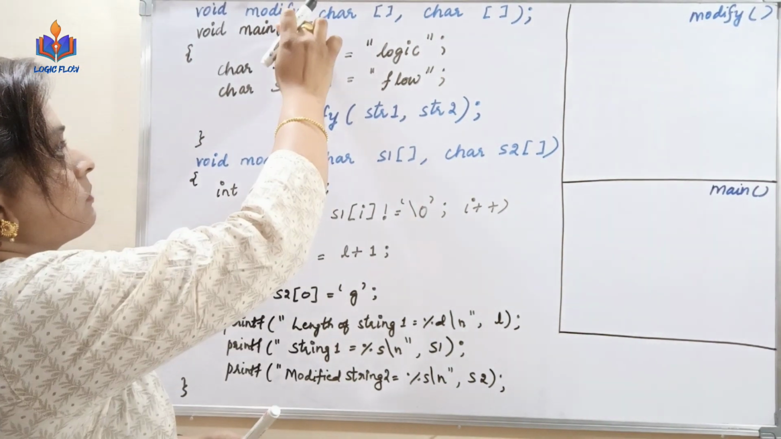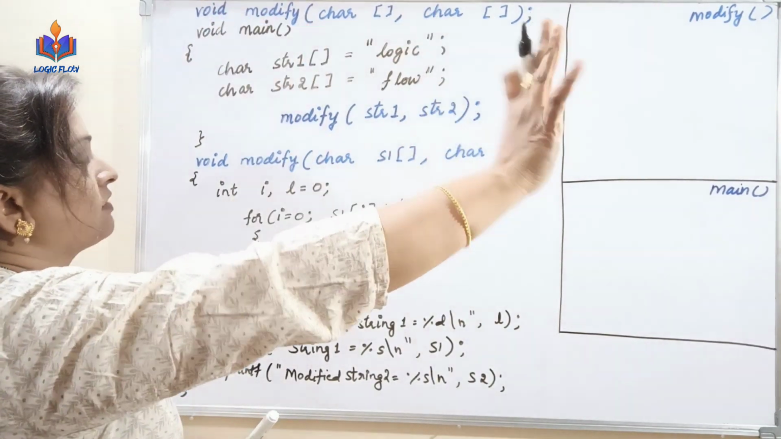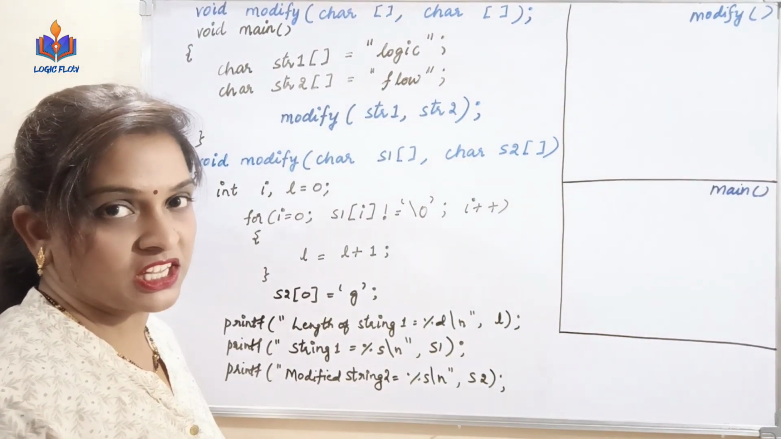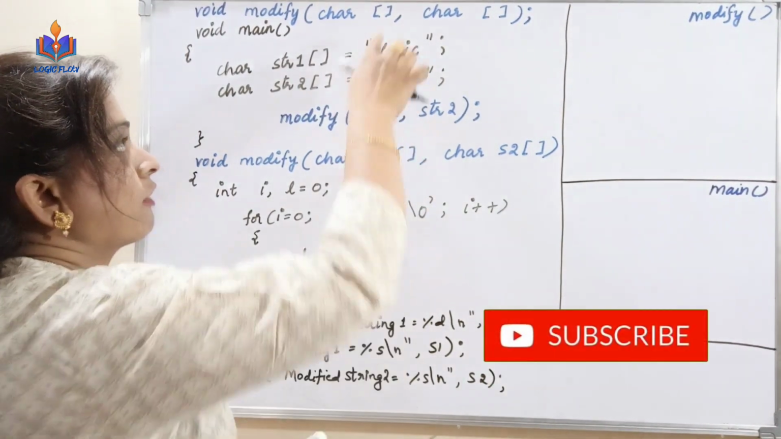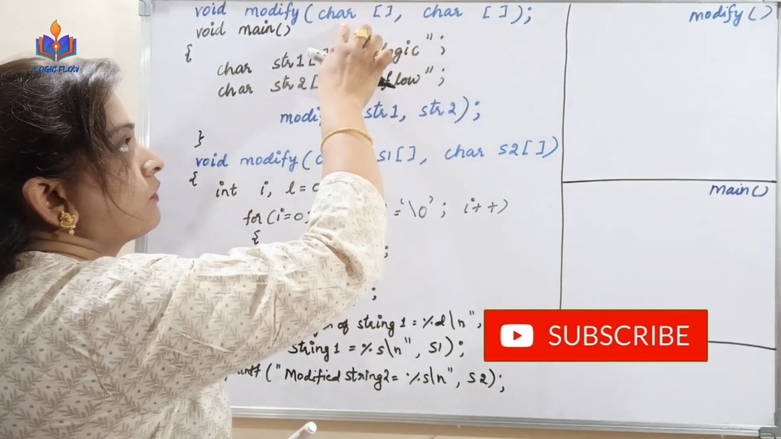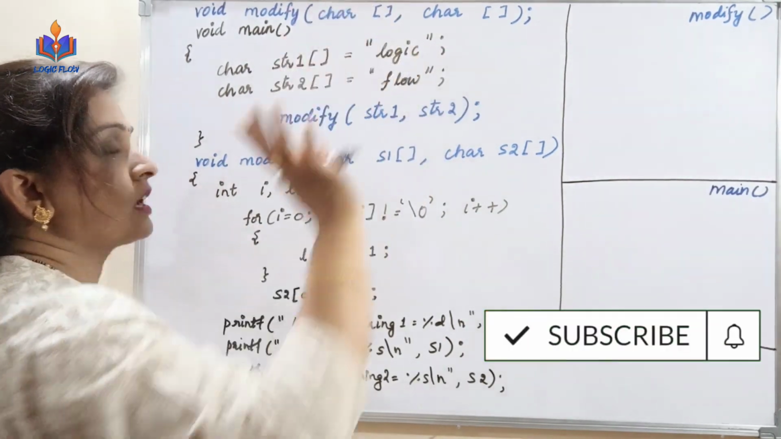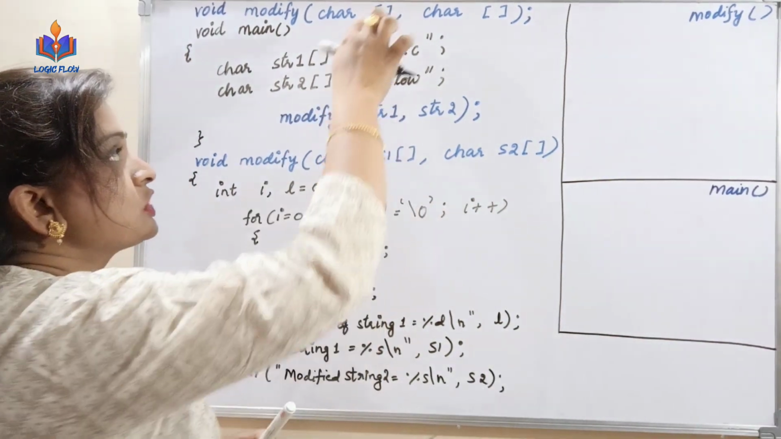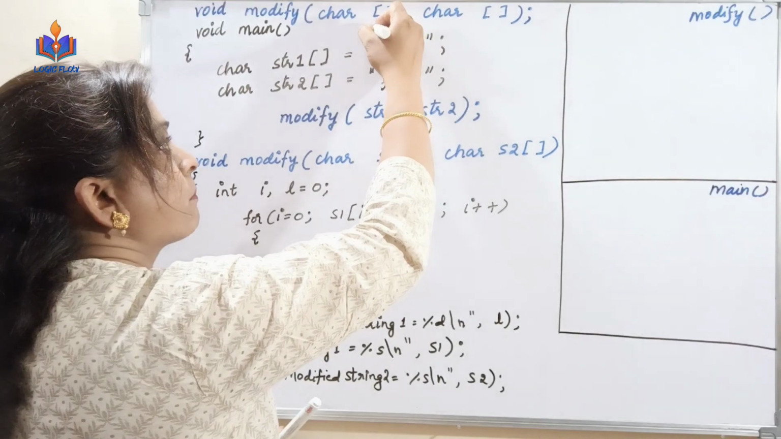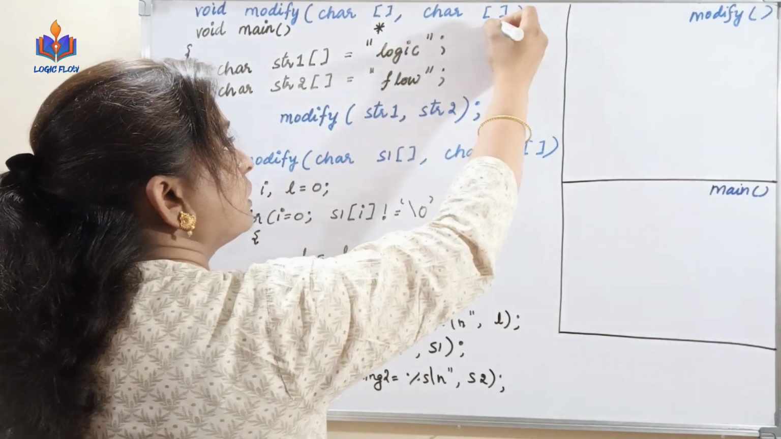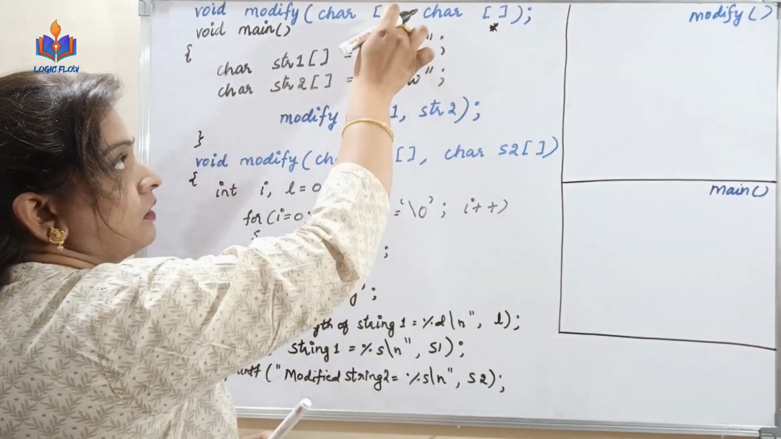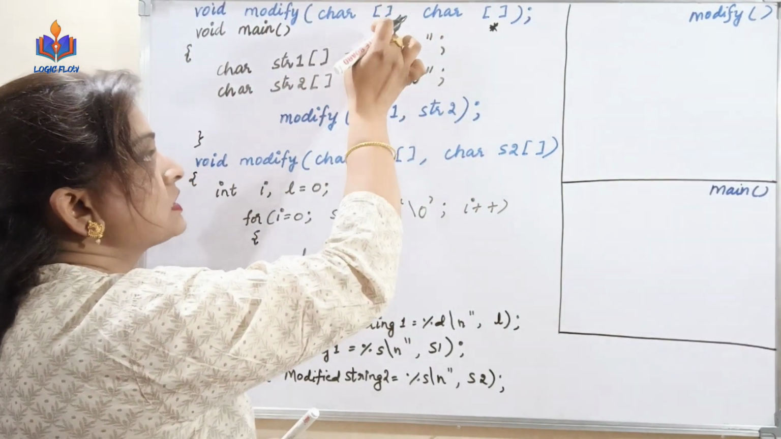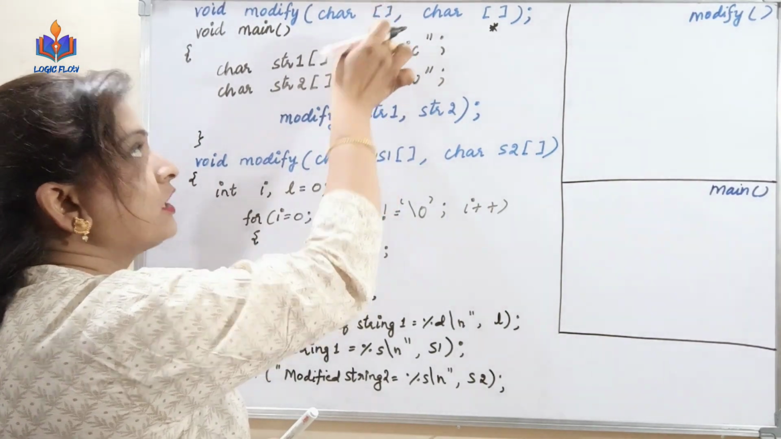The function name is modify. It is not returning anything, taking two arguments which are of string type. A string is nothing but a character array, so I have mentioned the subscript. When the compiler sees the subscript here, it understands that a string is being passed. And here it is going to interpret this particular line as a pointer. Character array means it is going to treat that as a pointer to character.